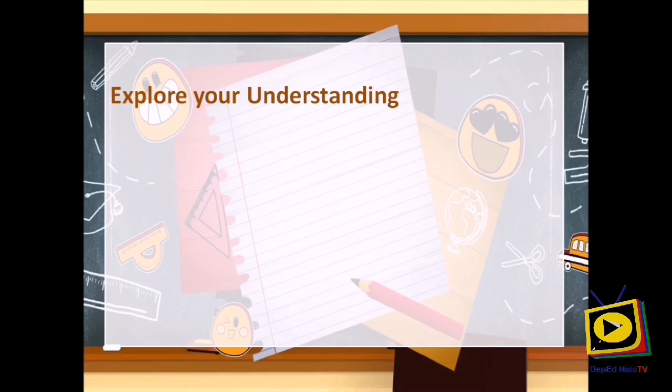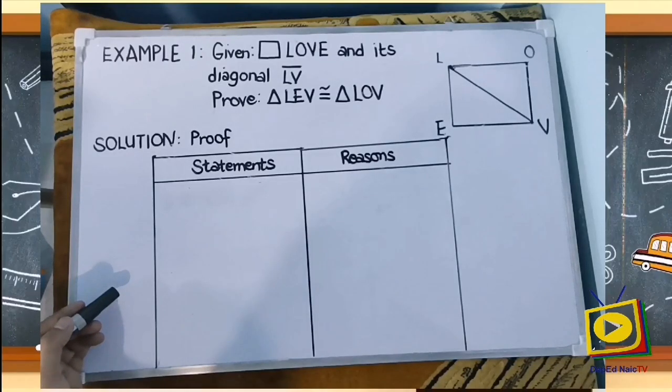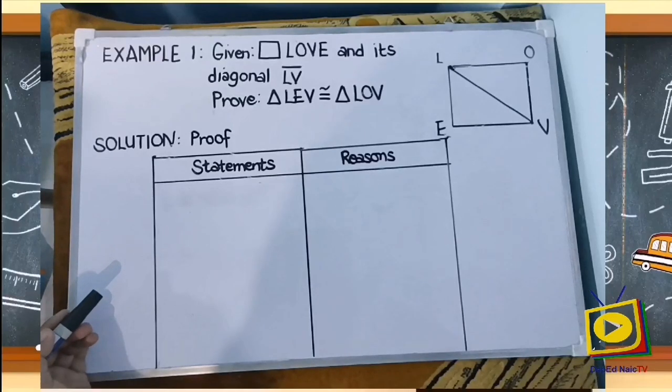Explore your understanding. 1. Side-side-side or SSS postulate. If three sides of one triangle are congruent to three sides of another triangle, then the two triangles are congruent. Here's a very simple example showing how the SSS postulate is used in proving triangle congruence. So let's have example 1.